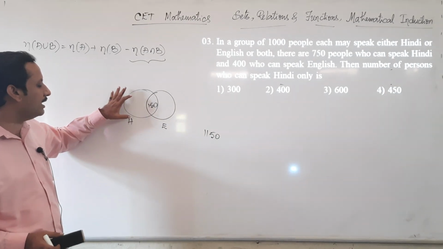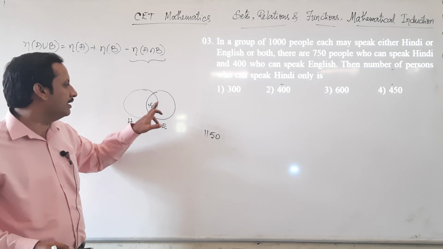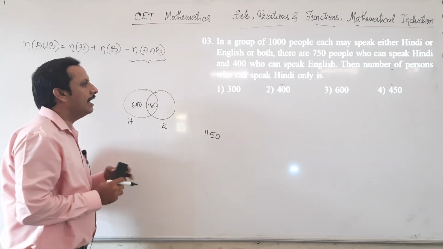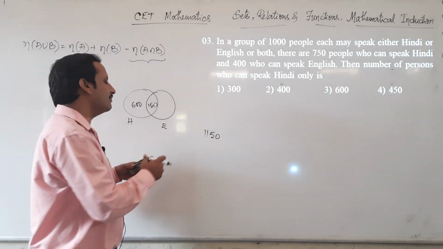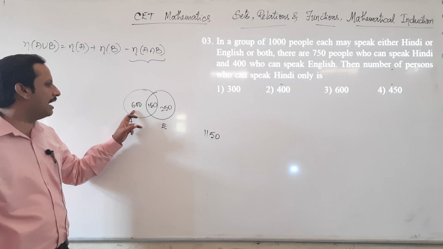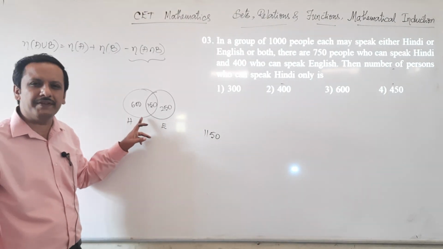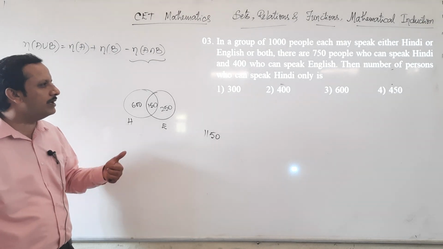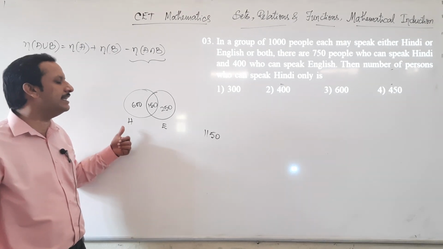So now Hindi total is 750, here I have written 150. So how much is remaining? 600. And English total 400, here 150, which means the remaining are 250. Now if you add them up, you are going to get 1000. That will be the total number of people. So now the question is, the number of persons who can speak Hindi only.